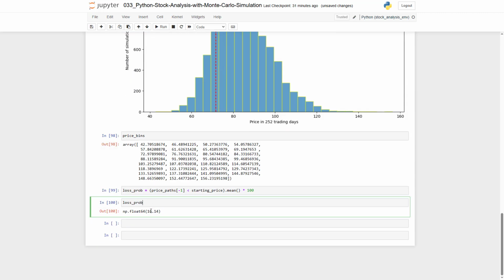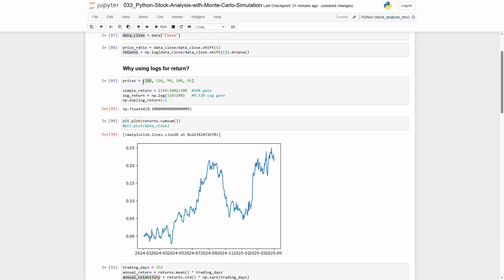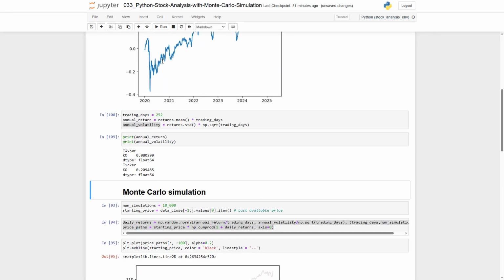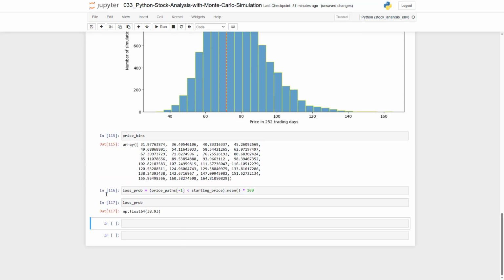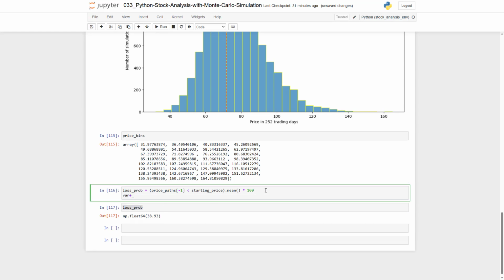So loss probability in this case is whatever I said last, which is 38.94. Yeah, not bad. The second thing that we care about is the worst 5% of outcomes. So let's go to var5, and it's calculated this way: np.percentile of price_paths[-1]. These are the last dates. The last prices, the prices at the last date.